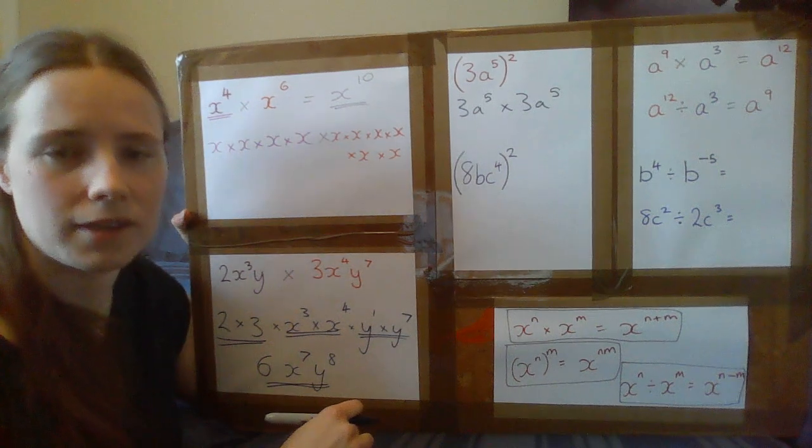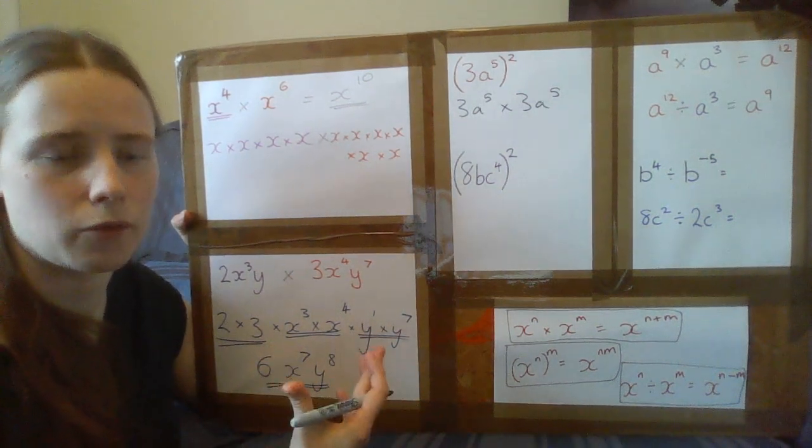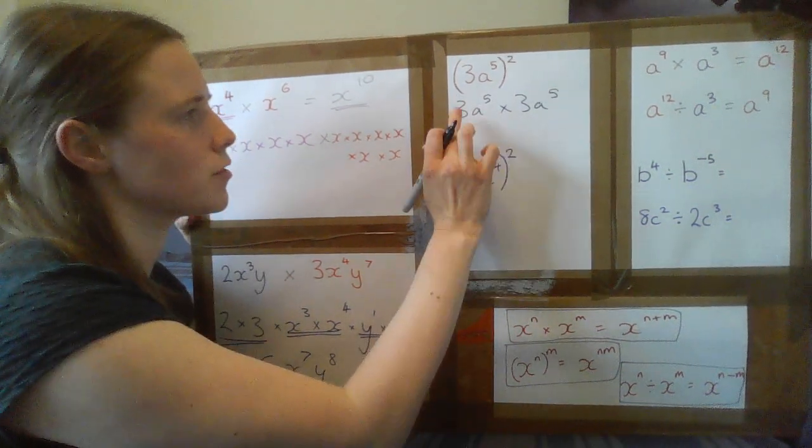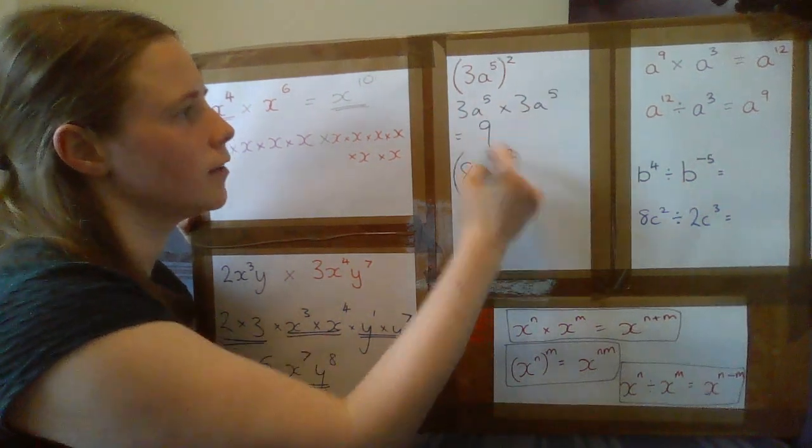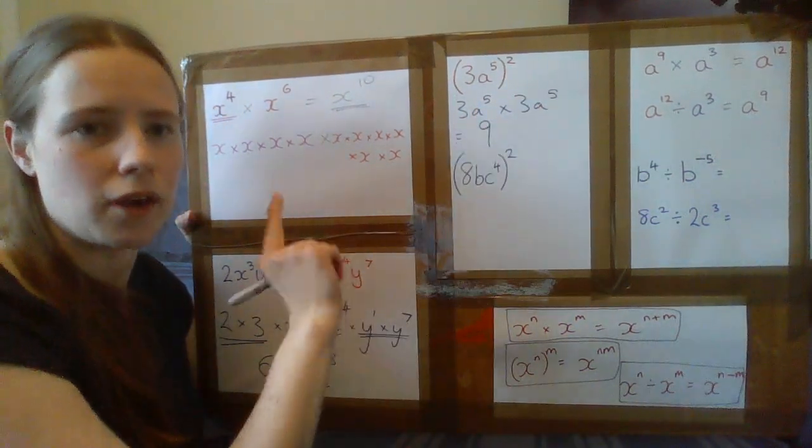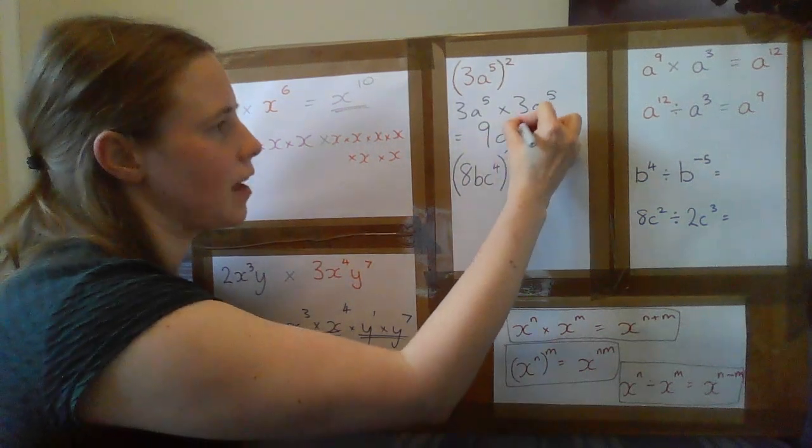And I would encourage you to write these out because a lot of people don't and get the wrong answer as a result. So now I have to do 3 times 3, which is 9, and a to the 5 times a to the 5. I add those 5s and I get a to the 10.